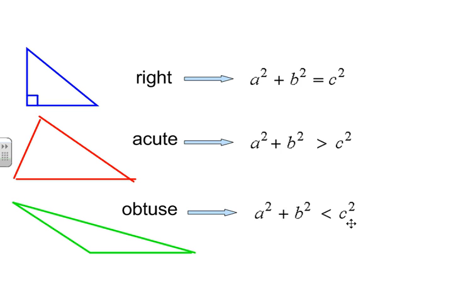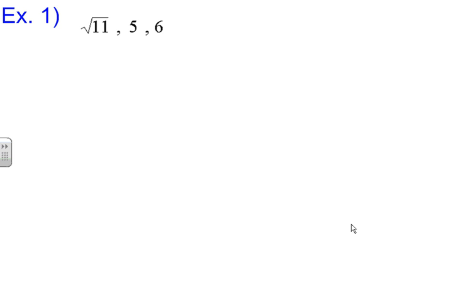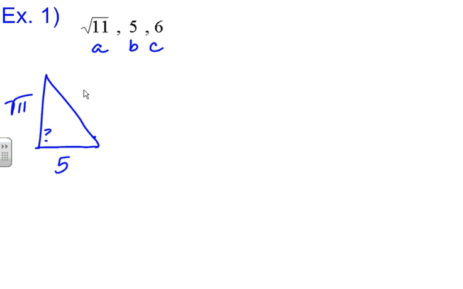So we're going to try a few problems with some numbers, and I'm going to give them to you in order, so as I give them to you, it will be A, B, and C. So I have the square root of 11, 5, and 6. This would represent A, B, and C. And if I was to draw that triangle, again, we don't know what the corner is. We don't know what that size is. But I know that one leg is the square root of 11, one side is 5, and the hypotenuse is 6. And I'm going to use the Pythagorean theorem to help me determine what kind of triangle this is.